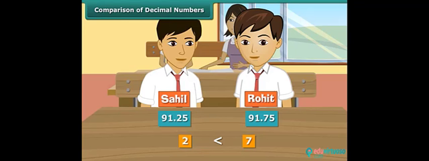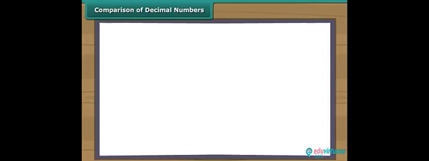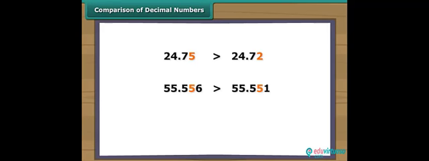This concludes that 91.75 is greater than 91.25. Thus, Rohit scored more than Sahil in the final exams. Students, remember, while comparing two decimal numbers, if the digits at the 10th place are also same, then we need to compare the digits at the 100th place and so on.